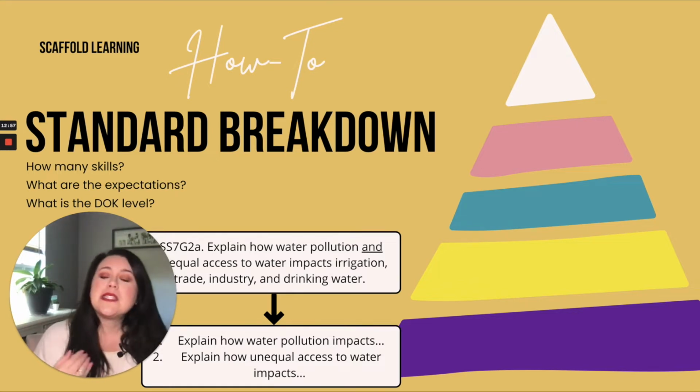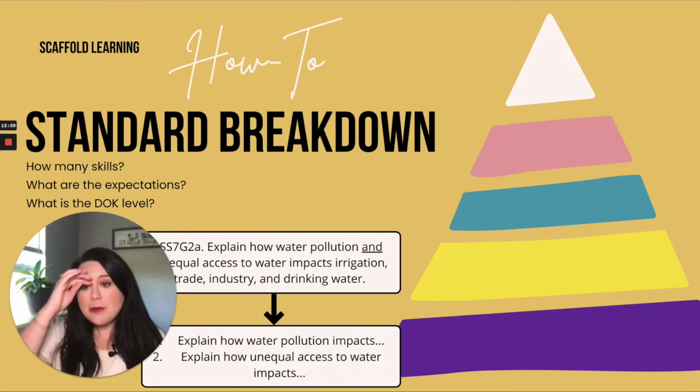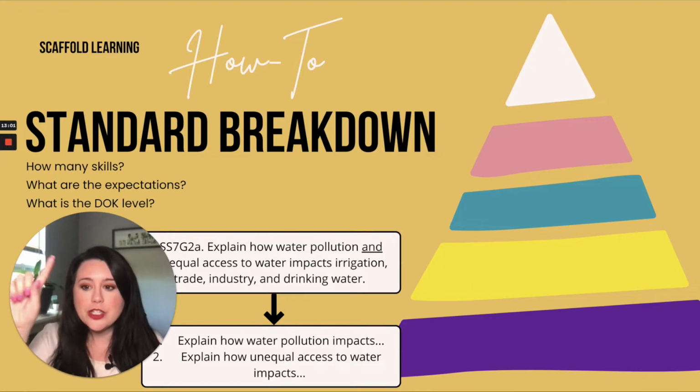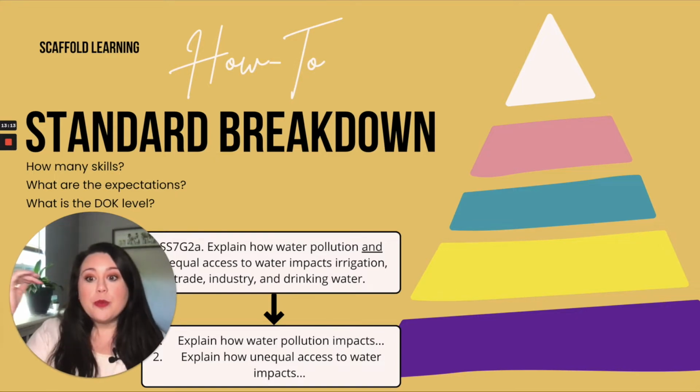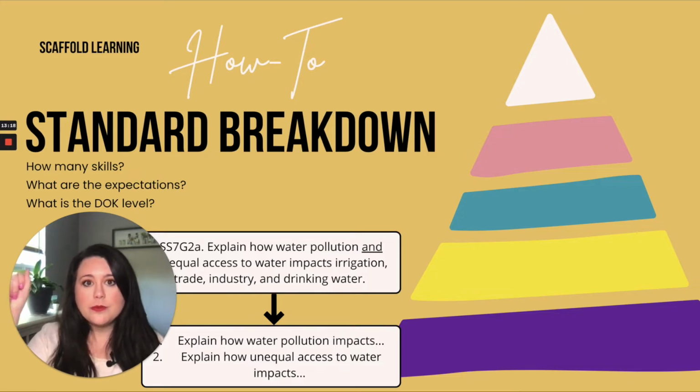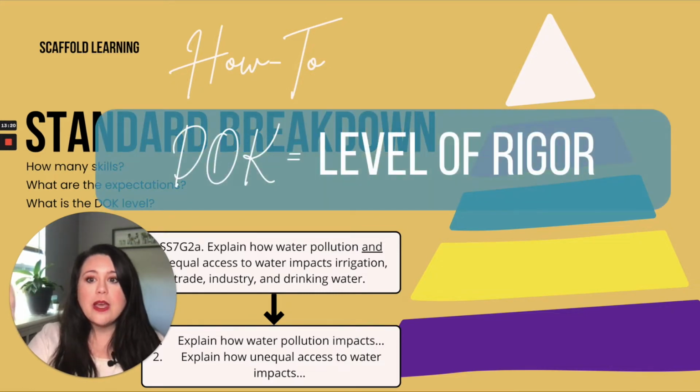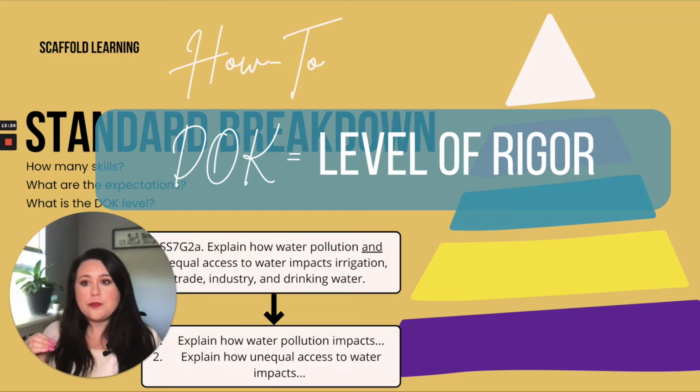It's not as complicated as it might seem, but it is a little bit tedious, especially because social studies has so many standards. You guys have so many standards. So that's what makes this process hard, is just because there's so many of them. So when you're breaking down the standards, you've got to think about how many skills are there, what are the expectations, and what are the DOK levels within that standard.